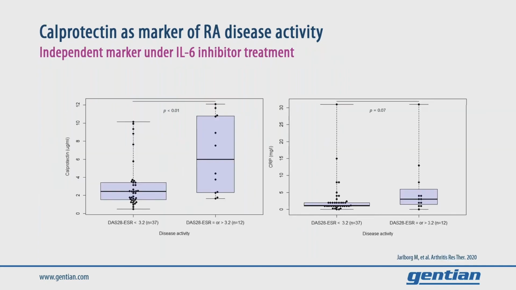Another important feature of calprotectin is that it can be used to assess disease activity also under treatment inhibiting inflammatory proteins. Calprotectin correlates with disease activity also in RA patients receiving IL-6 inhibitor treatment, while CRP levels are influenced by the treatment itself and do not reflect the true inflammation status of the patient.